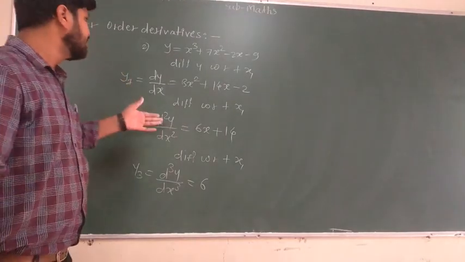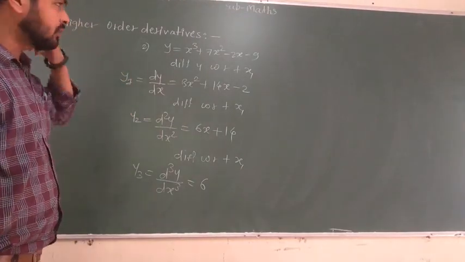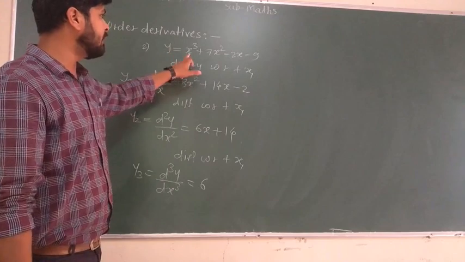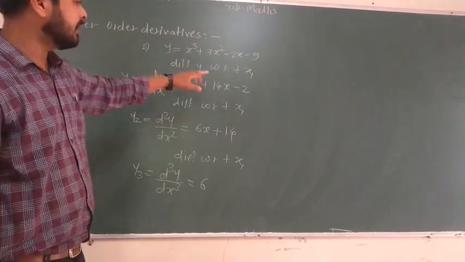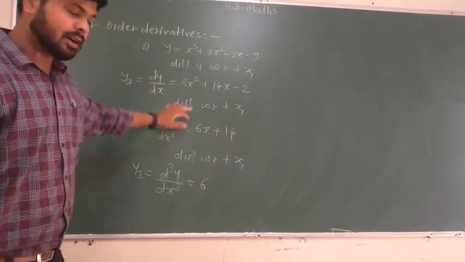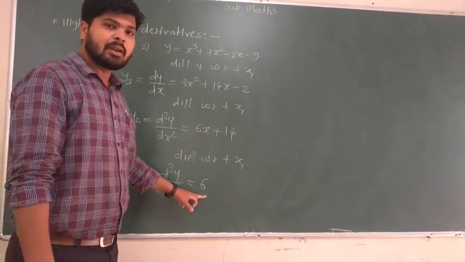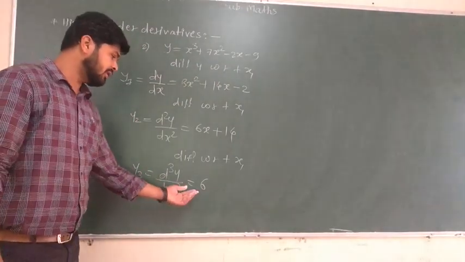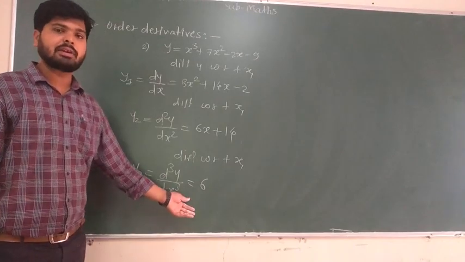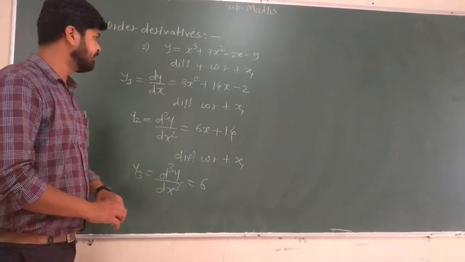So you can observe from this example also, y is a function of x and it is a polynomial function of degree 3, then its third order derivative is constant and the rest of the derivatives, further derivatives, all are 0.